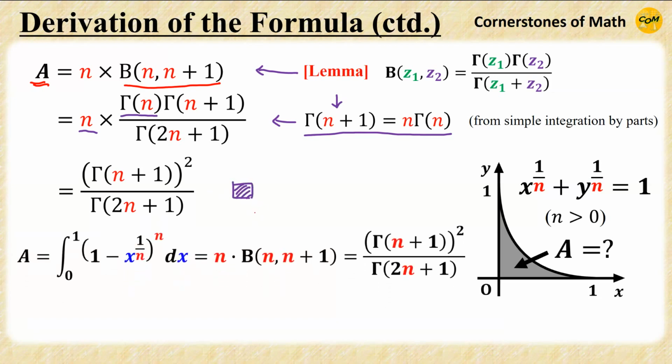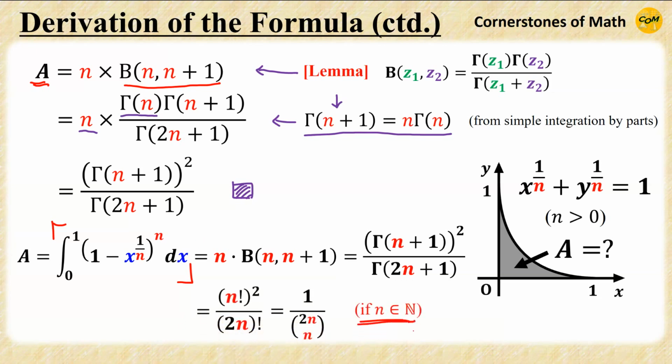So to summarize, the area of the shaded region, which is this integral, can be expressed in terms of either beta function or gamma function, or in this way if n is a natural number.